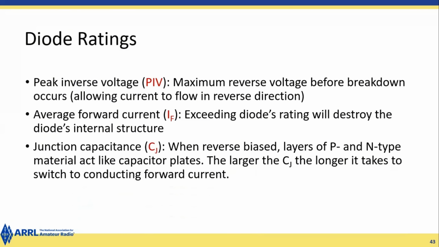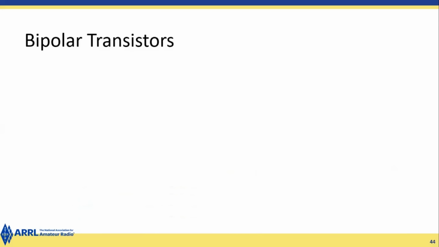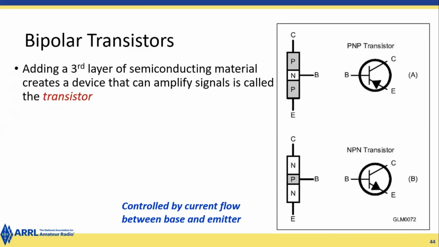Junction capacitance, when reverse biased, layers of the P and N type material act like capacitors. The larger the C, the longer it takes to switch it to conducting forward current. So if you want something that switches fast, like a transmit-receive diode, you want something that's got lower capacitance in the junction. If we add a third layer of semiconductor material, you get a transistor.